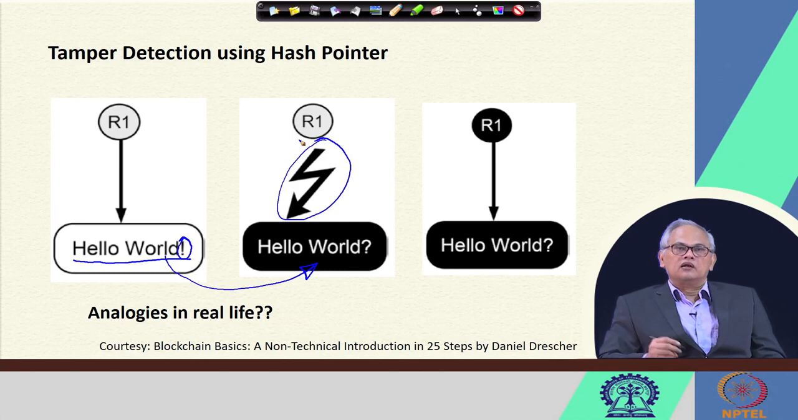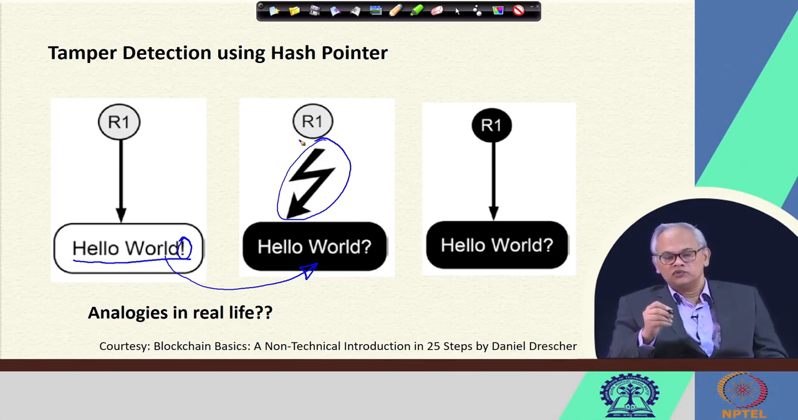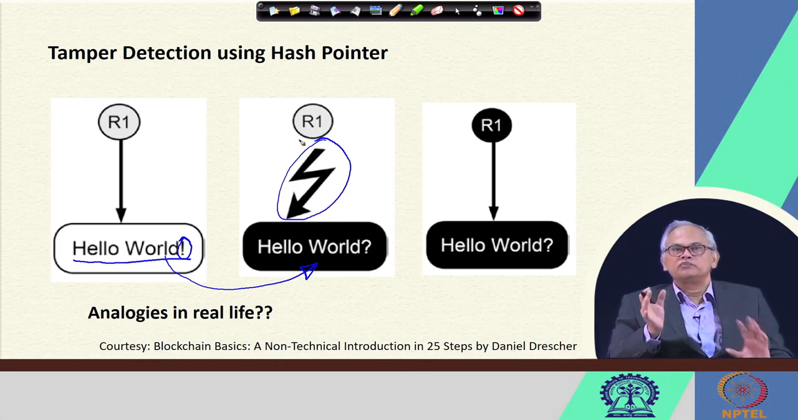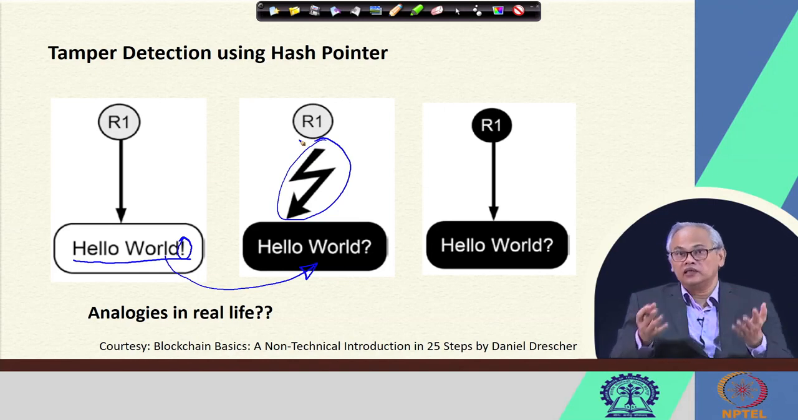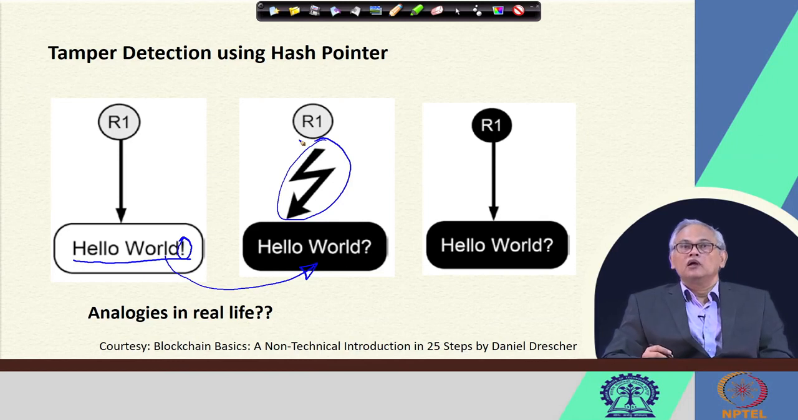So, that means if I follow the hash pointer, I will see that the hash of this hello world question mark is not matching with the hash of the hello world exclamation mark that was stored in the hash pointer. So, there is a mismatch between the two digests, the original digest and the current digest, and hence we can detect whether the data has been tampered with. So, that is the main use of a hash pointer.